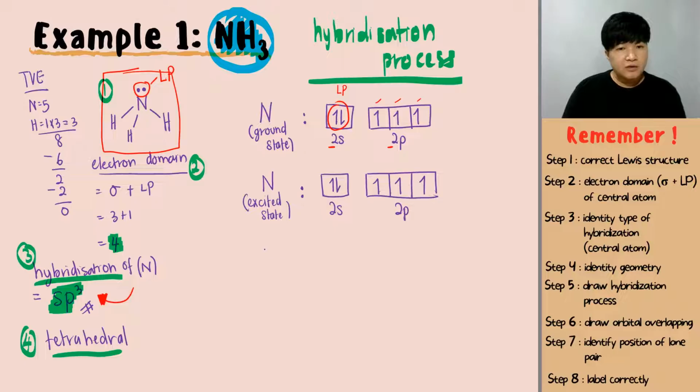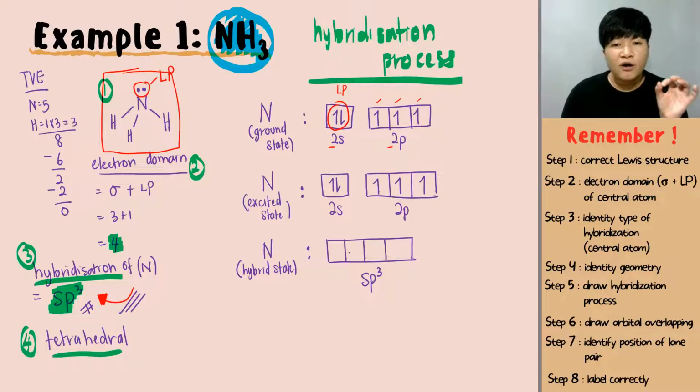Well, for the nitrogen hybrid state, what would happen? As always, looking at the hybridization that you have determined, which is sp3, we need 1 box from the s and 3 boxes from the p. So we need 1 from the s and 3 from the p. And the new hybridized orbital formed is your sp3. Look at the number of electrons. The number of electrons cannot change.